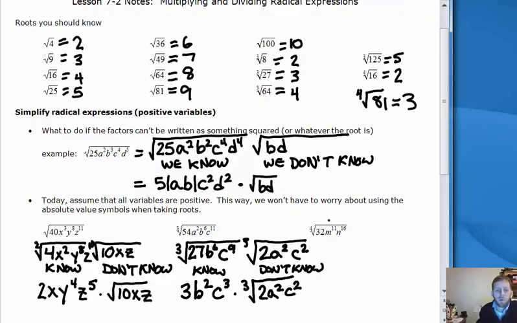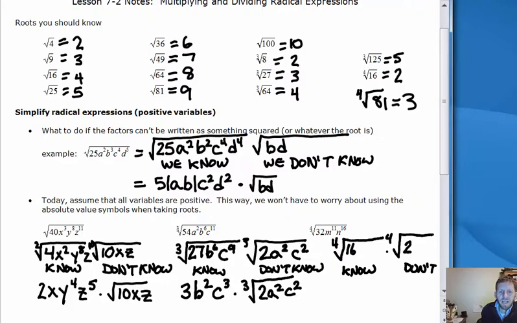For the last problem, we have the 4th root of 32, m to the 11th, n to the 16th. Again, we're going to split this into a 4th root we know and a 4th root we don't know. 32, I don't know the 4th root of. I don't know a lot of 4th roots, but I do know the 4th root of 16. And 16 goes into 32. So if I split the 32 into a 16 on this side and a 2 on this side, I know the 4th root of 16. Don't know the 4th root of 2, so that works.